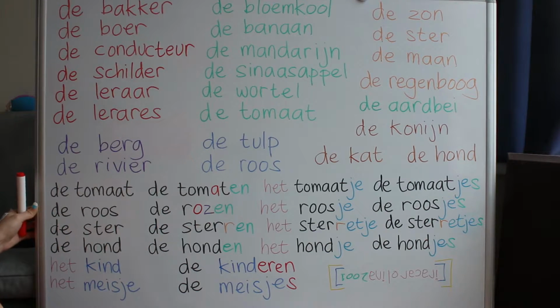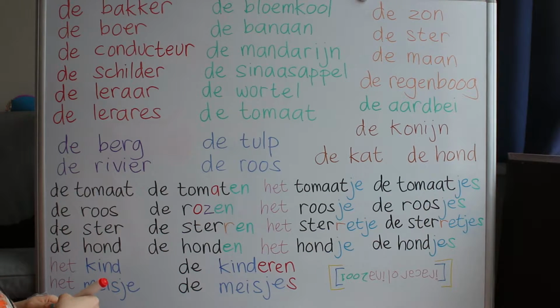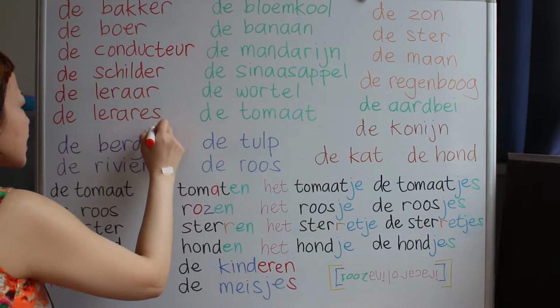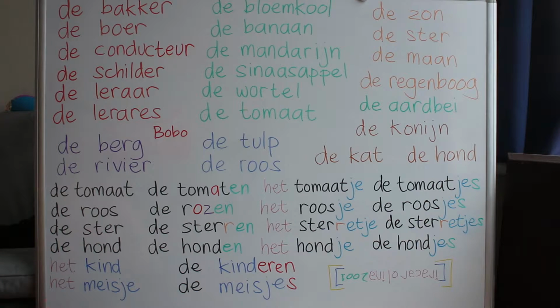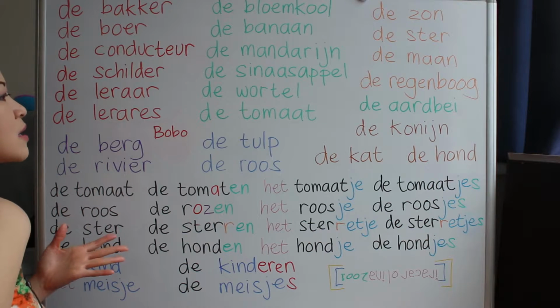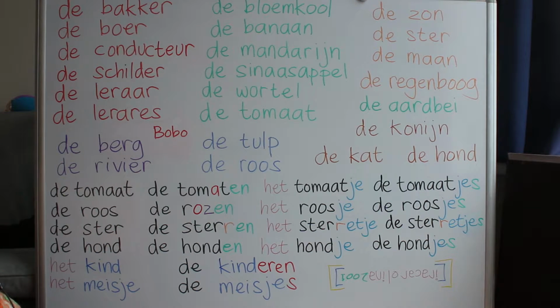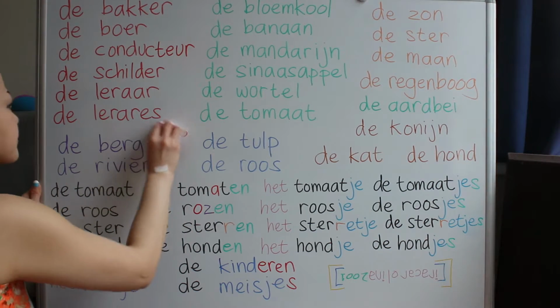And talking about konijn or rabbit, they have Bobo, a konijn or rabbit character in a magazine. And Indonesia also has Bobo as a rabbit character in a magazine. Both Netherlands and Indonesia have Bobo as a konijn or rabbit character in a magazine.